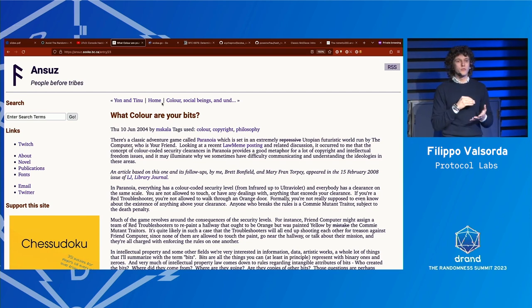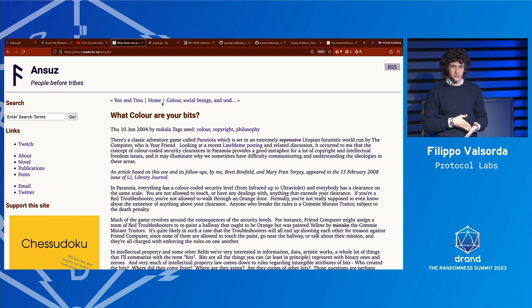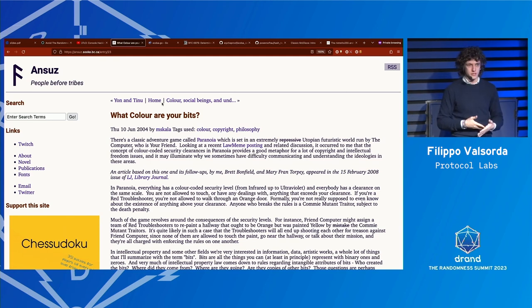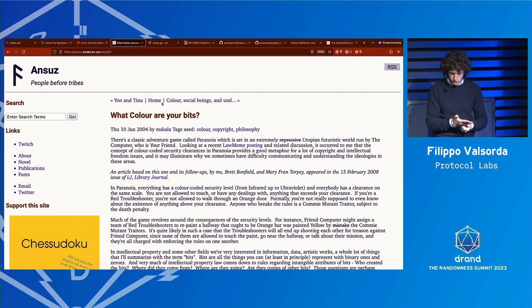So the first thing I need to know as an implementer is what properties do you need from this randomness? Does it have to be non-repeating? Does it have to be unpredictable? Does it have to be secret? Does it have to be... I'm missing one. There are so many.